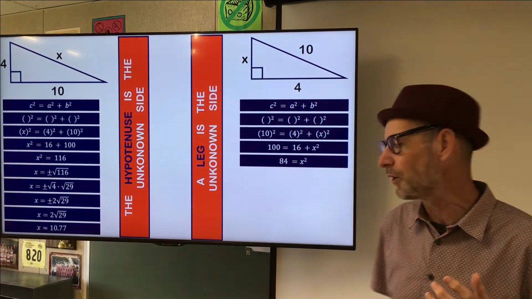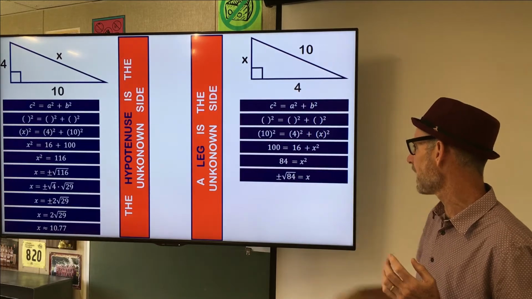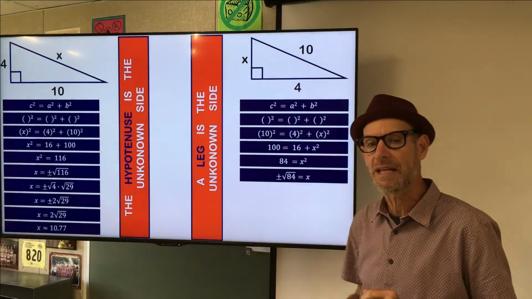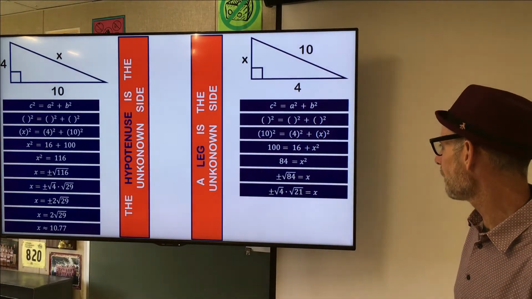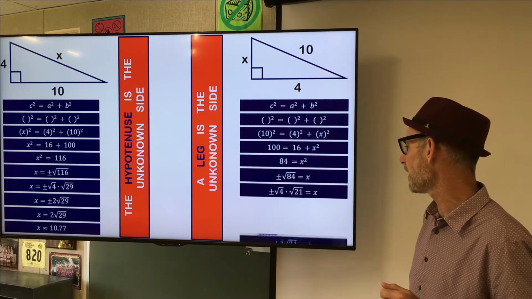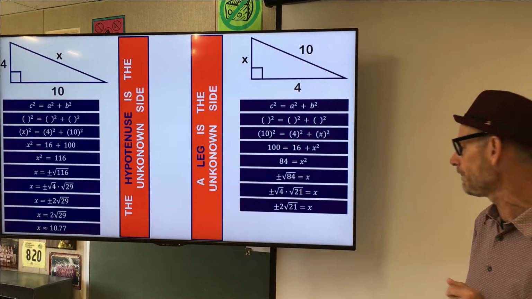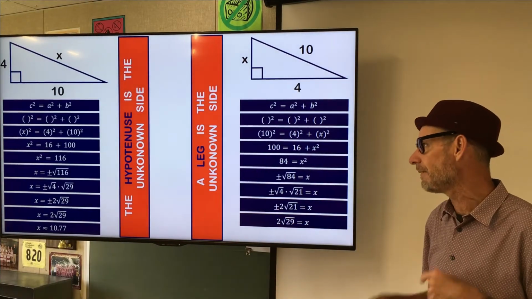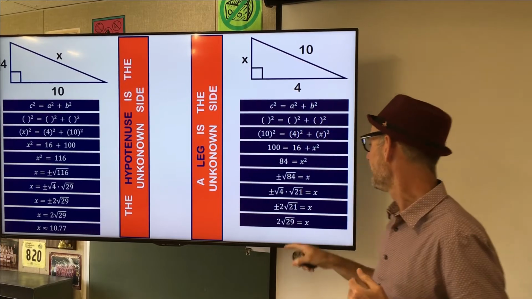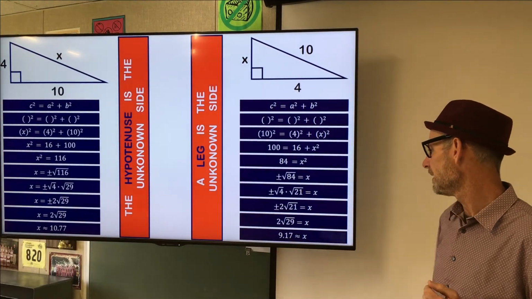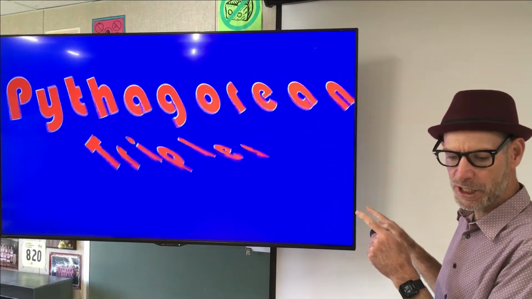Now I need to take the square root of both sides of the equation, and I get x equals plus or minus the square root of 84. Now I need to simplify that. So what perfect square goes into 84 evenly? It turns out to be 4 again. So I break it up into plus or minus root 4 times root 21. Then 4 is a perfect square, so that turns into plus or minus 2 root 21. And because we're trying to find a distance, we disregard the negative answer. We just say the exact answer for the length of this leg is 2 root 21. If we want to know the approximate decimal answer, that would be 9.17.